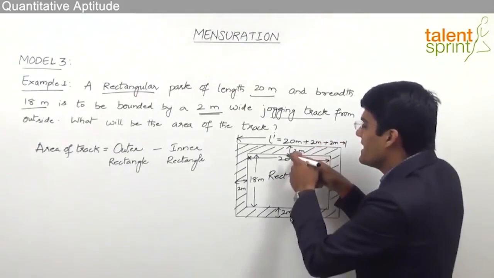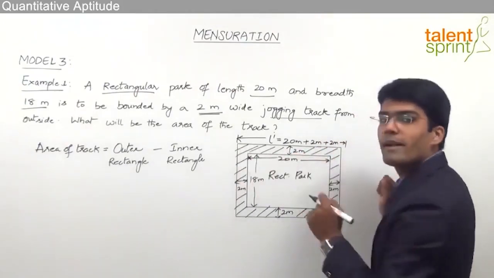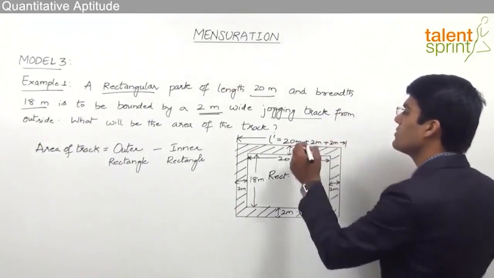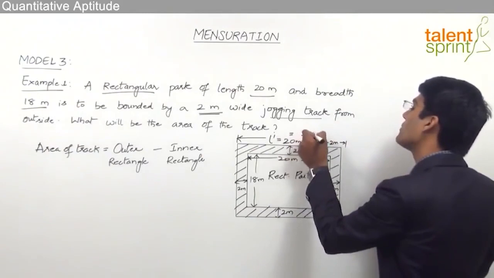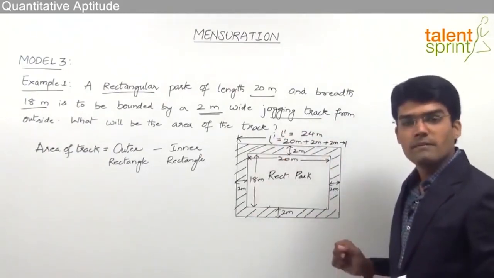Why? Because 20 is the length of the park, and on both the sides it has been extended by 2 meters because of the jogging track. So total length will be 20 plus 2 plus 2, which is equal to 24 meters. So this will be the length L dash of the outer rectangle.